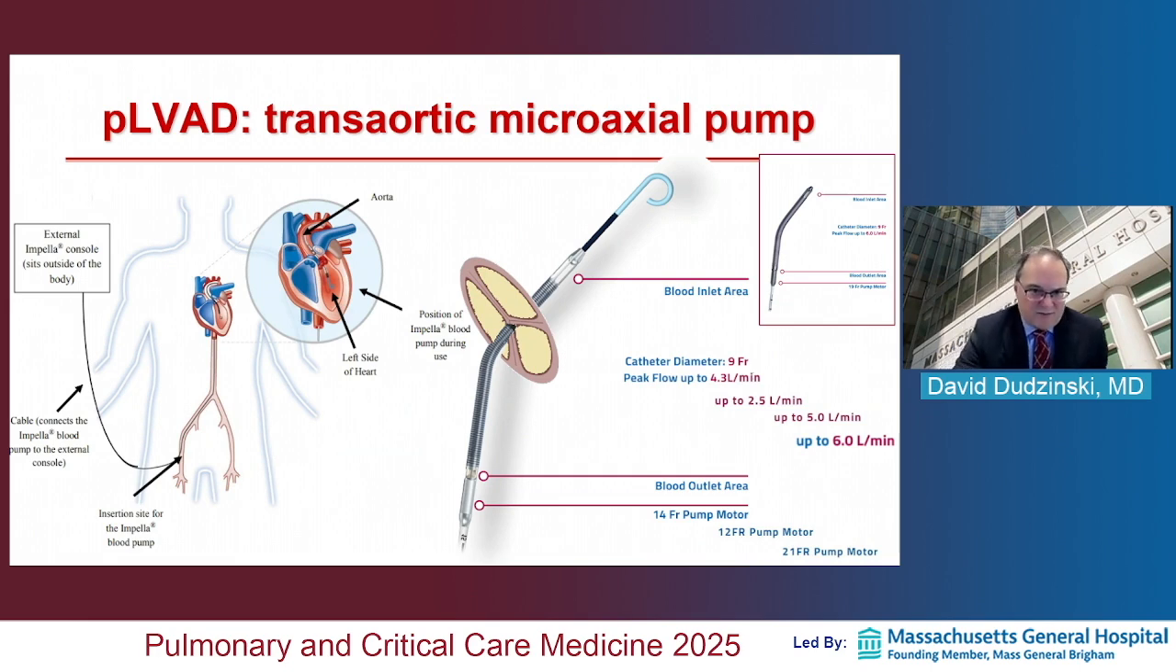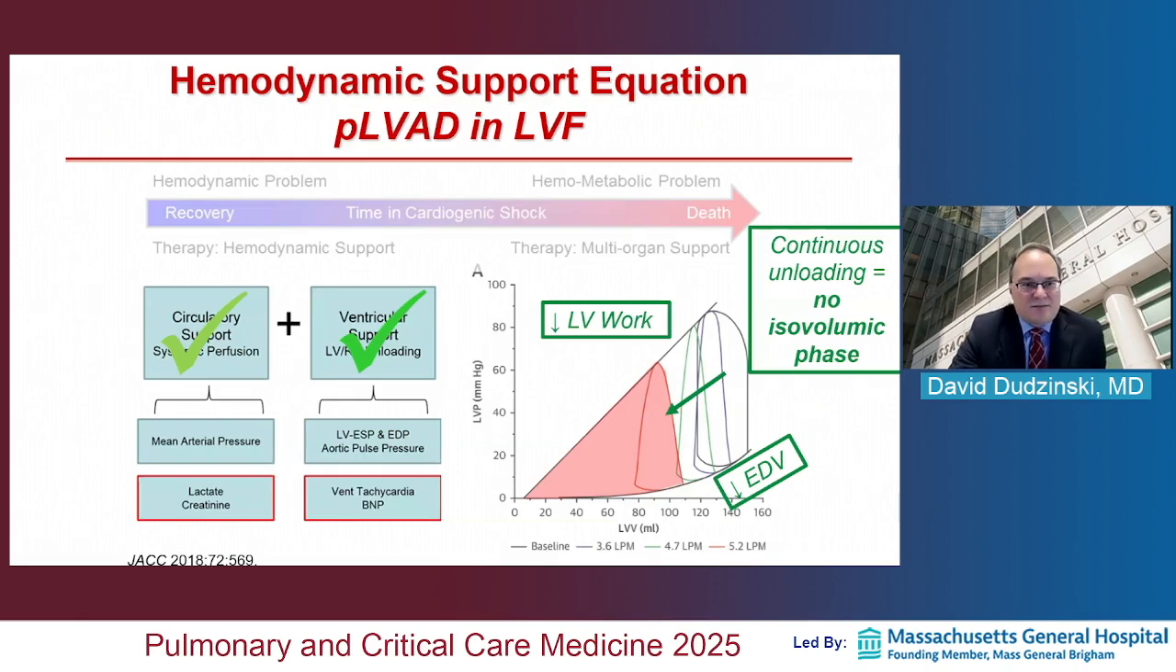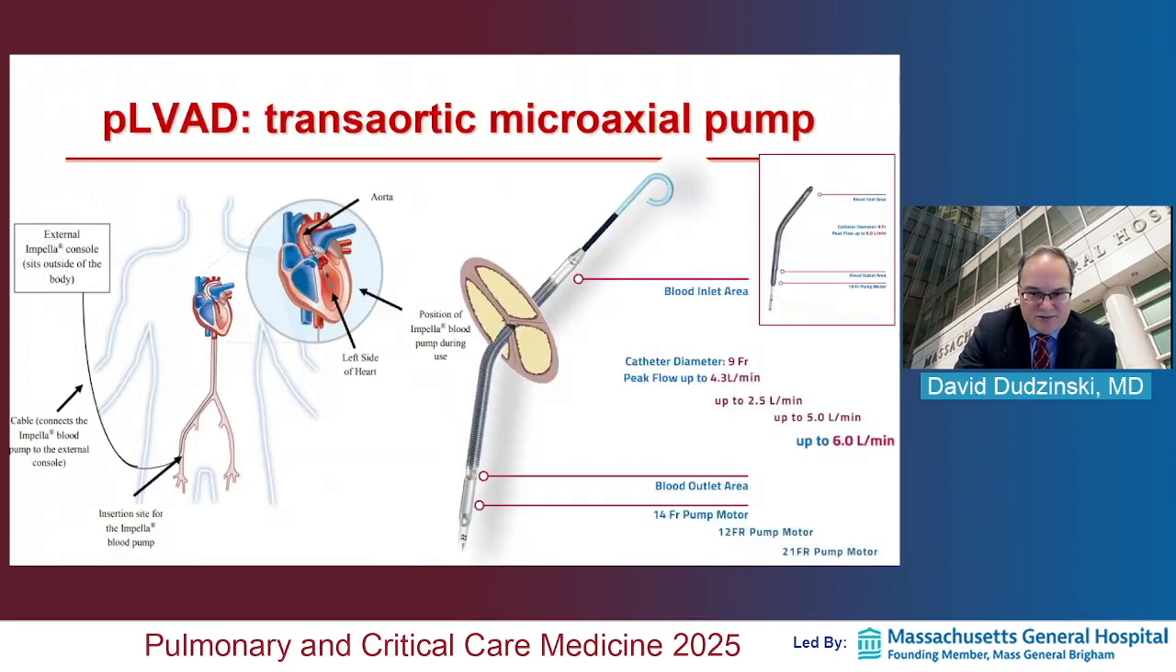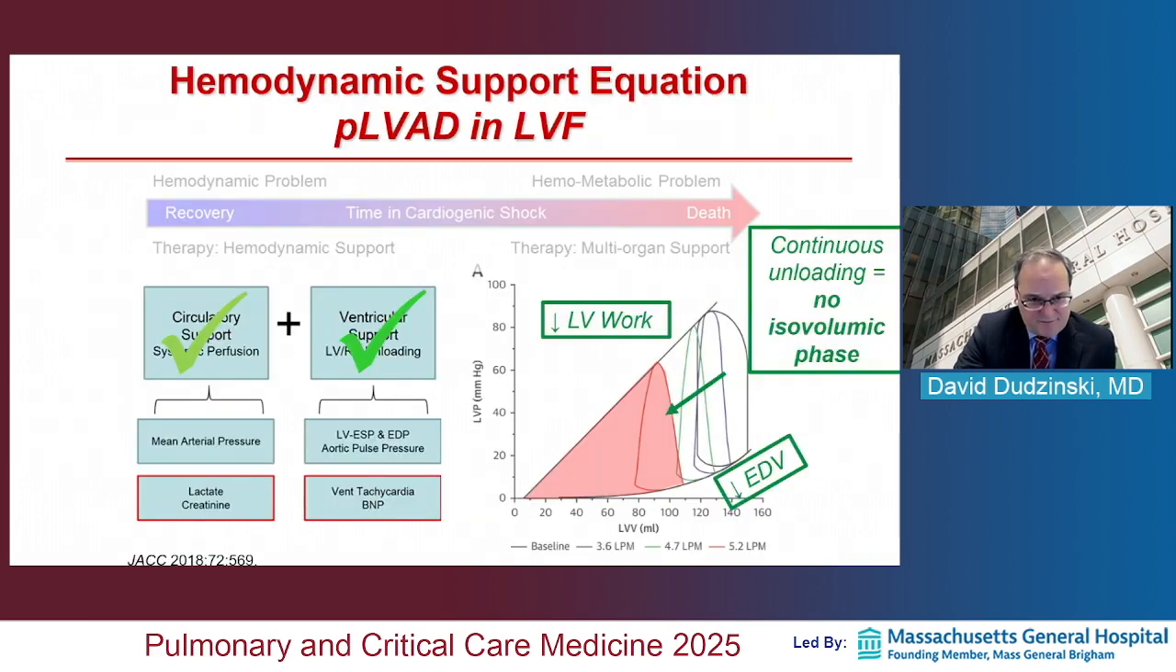There's various flow levels available. So this device will provide direct circulatory support. And again, depending on the device size you choose, can give up to 5.5 liters per minute.